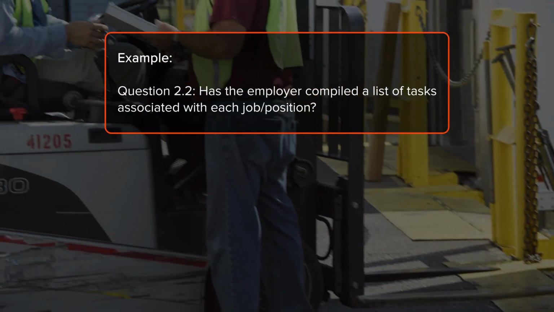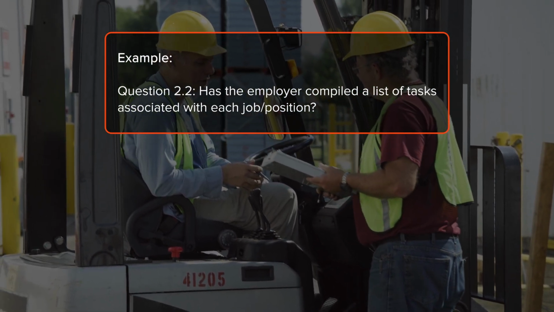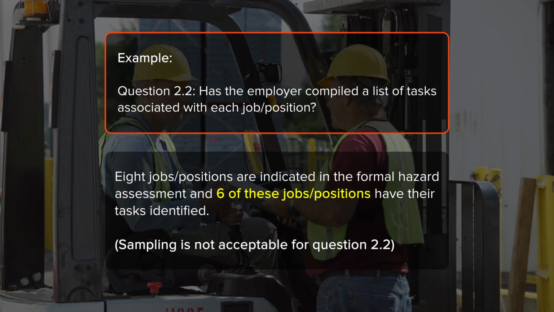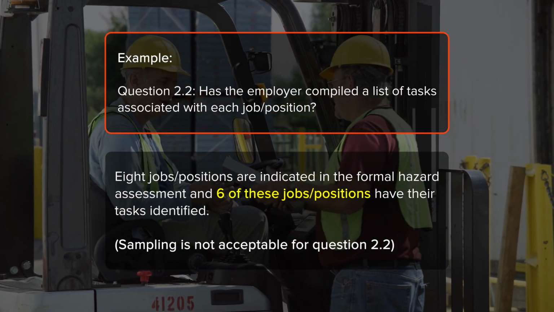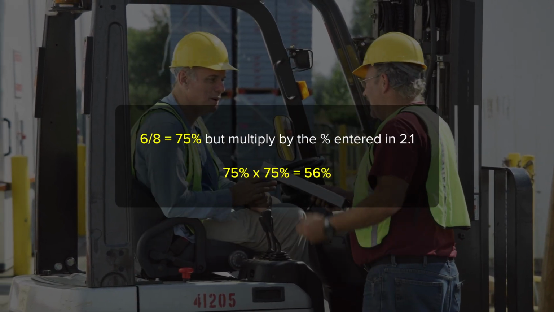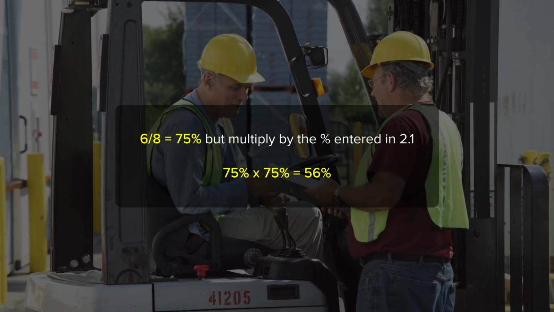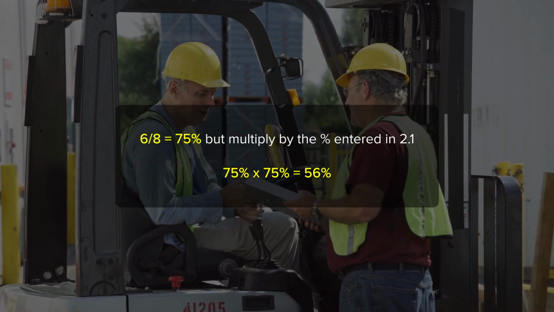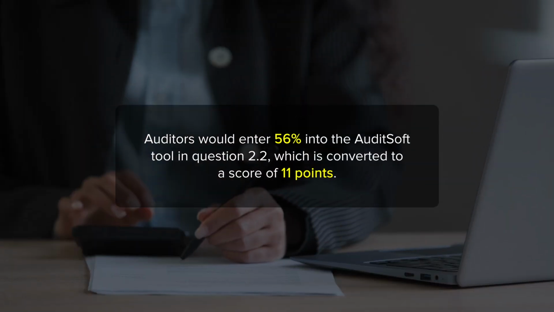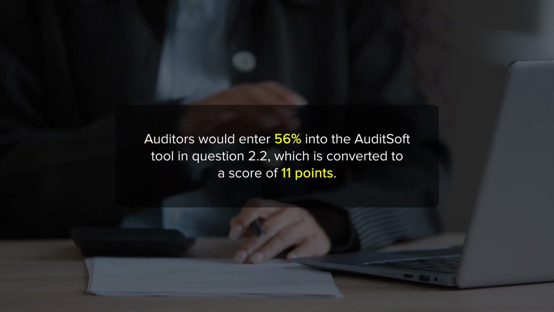Example, question 2.2, has the employer compiled a list of tasks associated with each job or position? 8 jobs or positions are indicated in the formal hazard assessment, and 6 of these jobs or positions have their tasks identified. Sampling is not acceptable for question 2.2. A score of 6 out of 8 gives 75%, but must be multiplied by the percentage entered in 2.1. In this case, that's 75% times 75%, which equals 56%. Auditors would enter 56% into the AuditSoft tool in question 2.2, which is then converted to a score of 11 points.